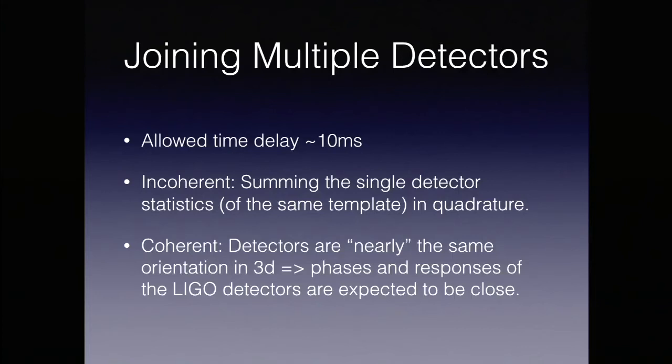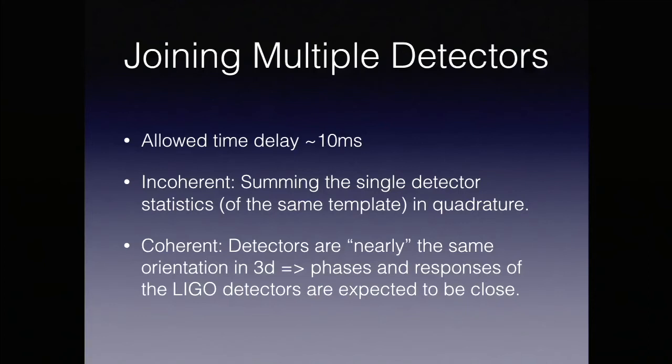And you can do it incoherently, which is by definition not optimal, but it's the simplest to conceive, which is just you have two detection statistics, you add them in quadrature. And coherently, well, you know, these detectors are nearly the same orientation in 3D, which is anyway impossible because the Earth is curved. But they are nearly the same orientation, and therefore the phases and the responses of the LIGO detector should be close. Okay, so there's a quantitative way to do this optimally, but the easiest thing is to talk about incoherent and just remember that there is another final bullet after you find something that you check its coherency.